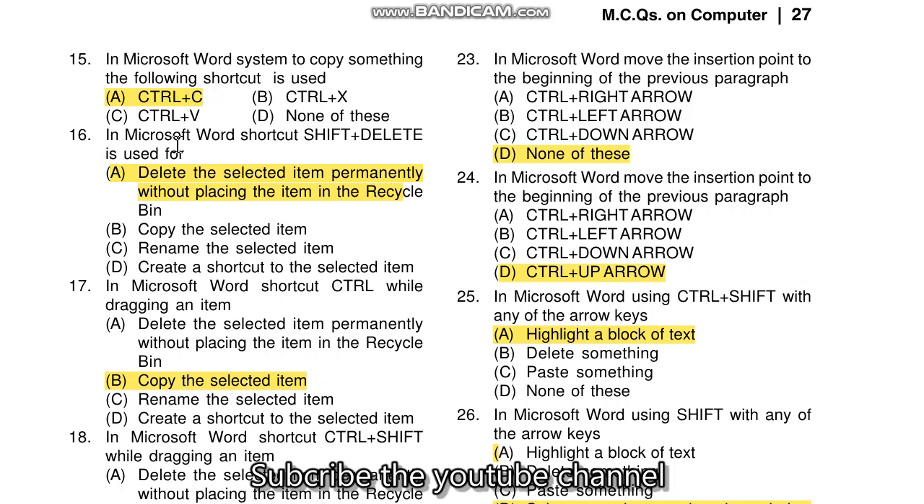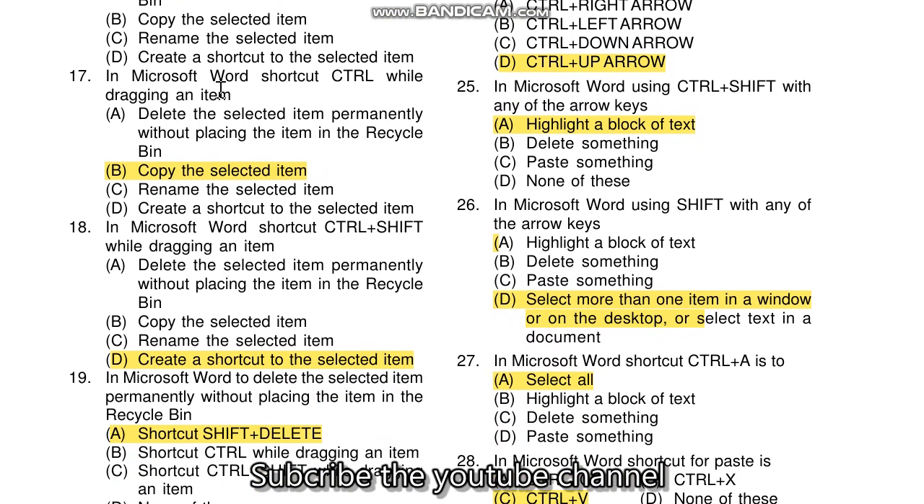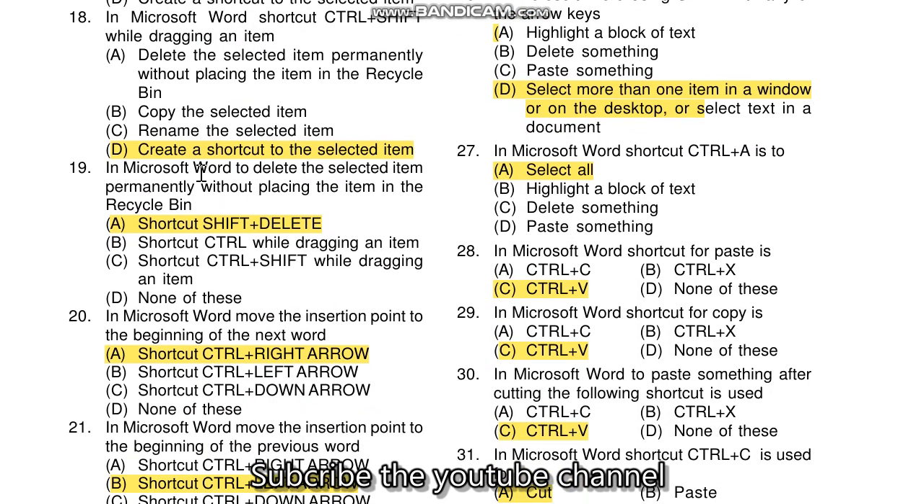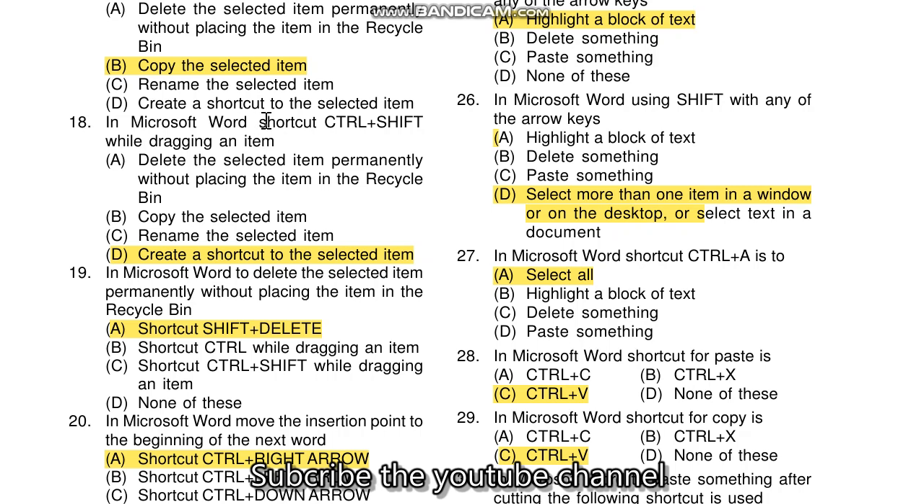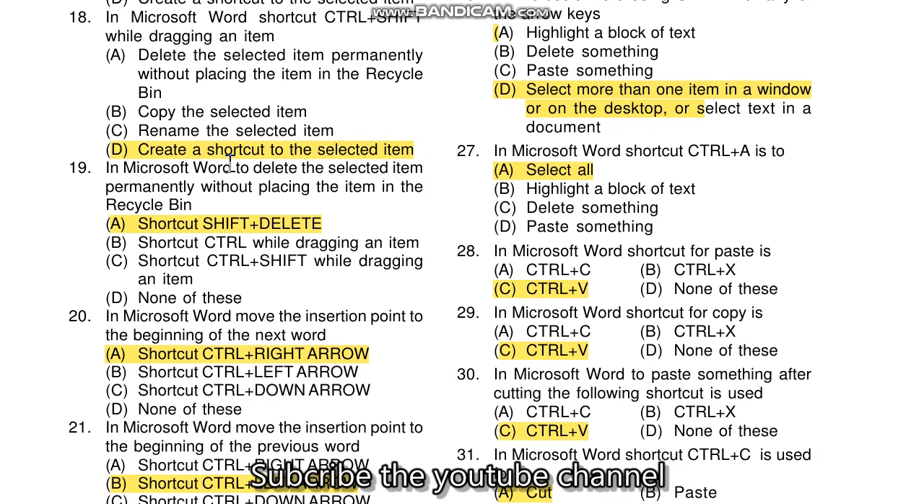Question 16: in Microsoft Word, shortcut key Shift+Delete is used to delete the selected item permanently without placing the item in the recycle bin. Question number 17: Microsoft Word shortcut key Ctrl while dragging an item copies the selected item. Question number 18: Microsoft Word shortcut Ctrl+Shift while dragging an item creates a shortcut to the selected item.